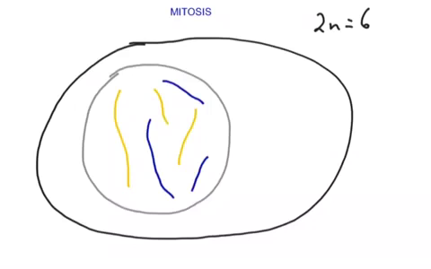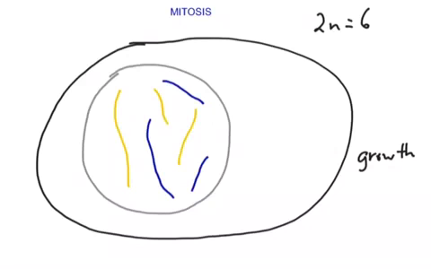Mitosis is the process where a cell goes through division, and mitosis itself refers to the division of the nucleus in a cell to produce two new daughter cells, each with exactly the same number of chromosomes as the original parent cell.